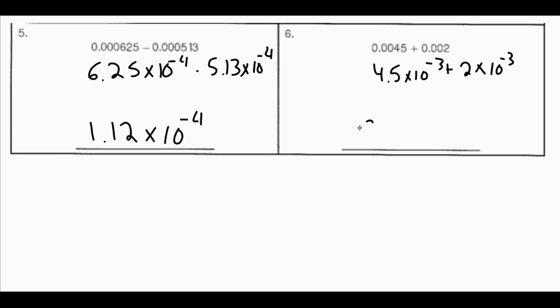4.5 plus 2 would give me 6.5, and then I'll again keep my power of negative 3. So 6.5 times 10 to the negative third.